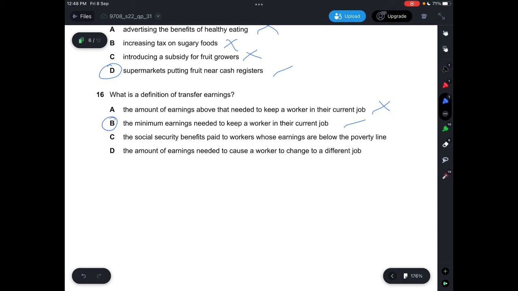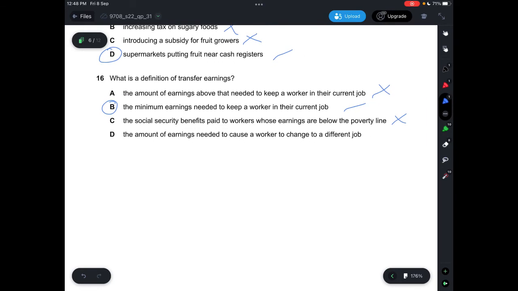Let's look at C and D first. C, the social security benefits paid to workers whose earnings are below the poverty line. This is in the form of transfer payments, like welfare payments and all those. Nope, this is not correct. And D, the amount of earnings needed to cause the worker to change to a different job, which is incorrect.